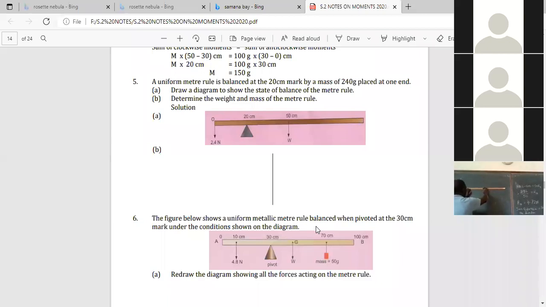By a mass of 240 grams placed at one end. Draw a diagram to show the state of balance of the meter rule. The uniform meter rule is balanced at the 20 centimeter mark. So we have 0, we have the 20 centimeter mark.